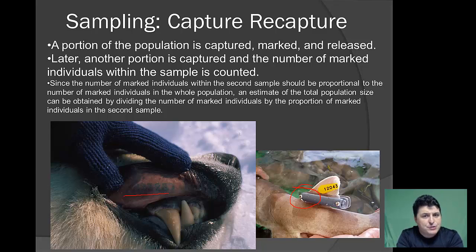Now, the time intervals between the two samples must be short, because this method assumes a closed population, with no recruitment of new individuals into the population between time 1 and time 2. And it also assumes that we're not going to have any major losses of our marked individuals as a result of death.